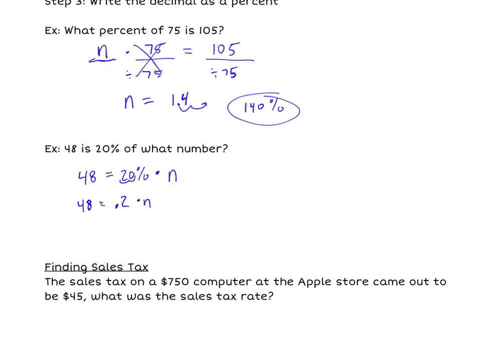Yes, this is the way we do it. I like this way better. Okay? So divide by 0.2, those cancel. Divide by 0.2. 240. Seriously? It's 240. Grady, you divided by 2, not 0.2. Why does it go up? So 240.